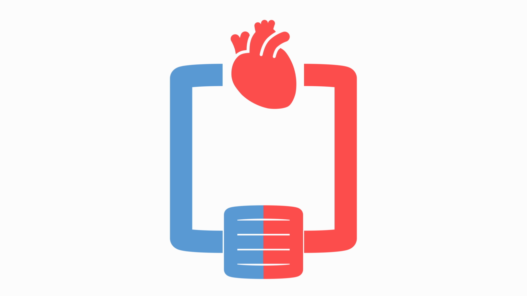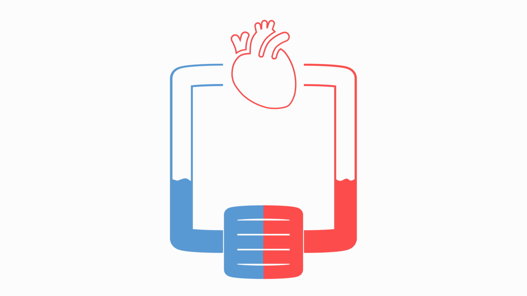You'll note that this is also a preload problem. The tank is suddenly much bigger, but the amount of fluid circulating through it hasn't changed. So the tank is relatively empty. And if the tank is empty, the heart is empty. So preload is down, contractility is down, and then the blood pressure is down.